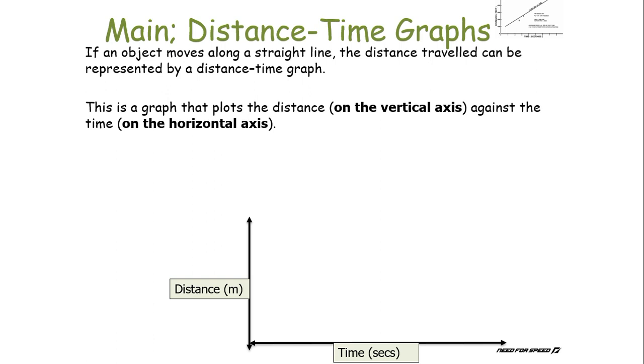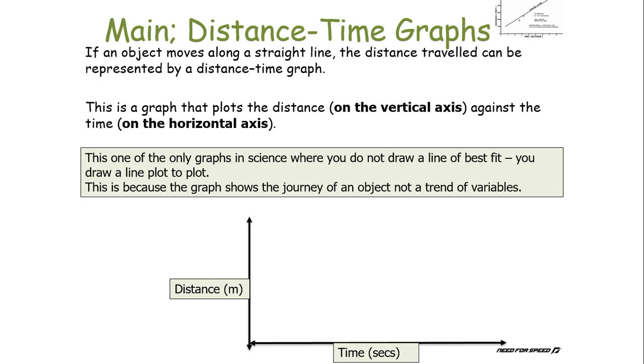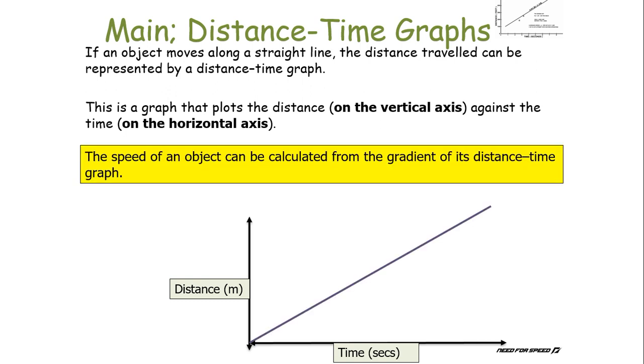So in these particular graphs, you plot the distance on the vertical axis and time on the horizontal axis. Now this is one of the only graphs in science where you do not draw a line of best fit. You draw a line plot to plot. That's because this graph is showing the journey of an object travelling, not a trend of variables. So you would never draw a line of best fit on a distance time graph.